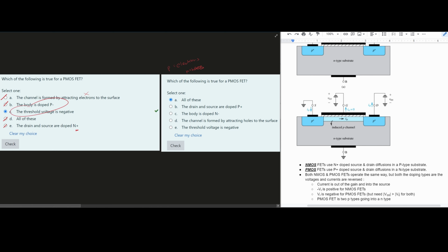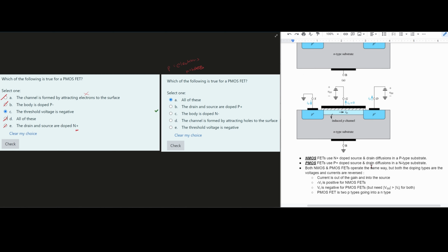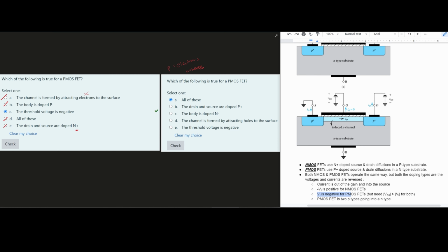Next we have the threshold voltage is negative. And right here it says VT is negative for PMOS FETs. We just need our VGS to be greater than our VT for both. So for this one, part C is going to be our answer.